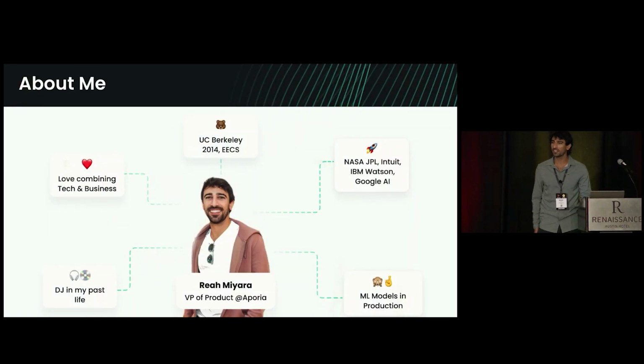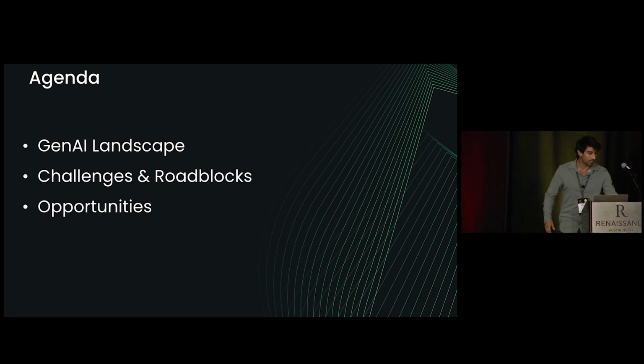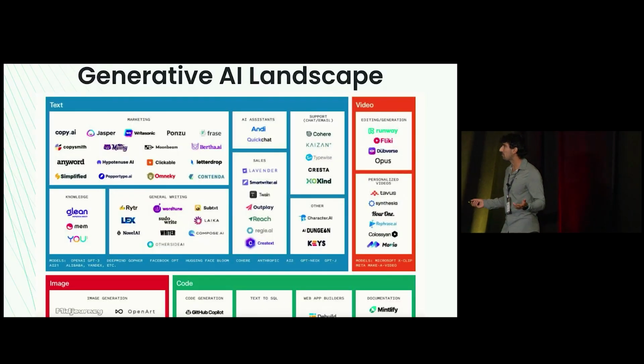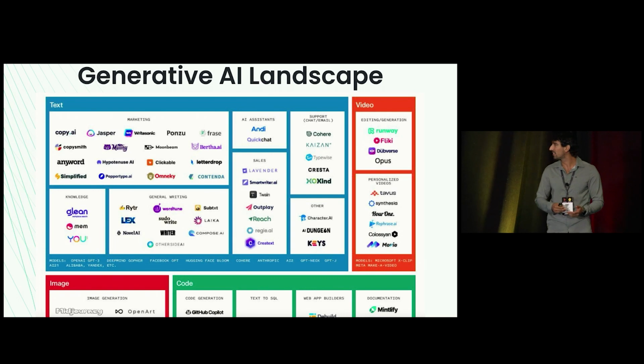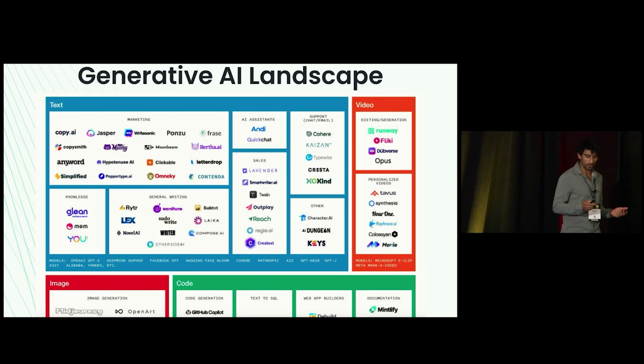Quick background on me. I've been working on pushing ML models to production for the past 8 years at Google, IBM, NASA, etc. But let's talk about what the generative AI landscape looks like and how we got here. In the past 6 to 8 months, the landscape has simply skyrocketed, from companies working on text, video, code generation, image, and otherwise.